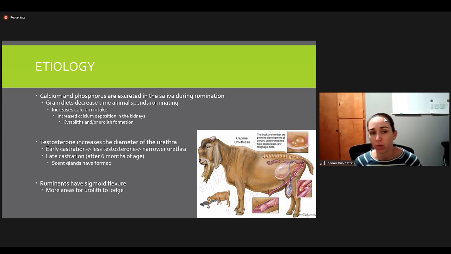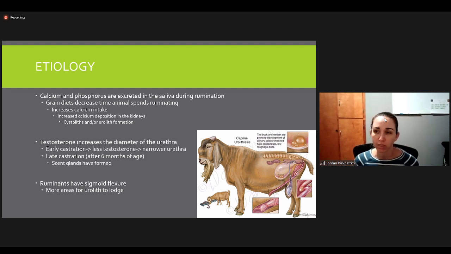Another reason why they're more prone to it is testosterone helps increase the diameter of the urethra. When goats are castrated early, there's less testosterone, so their urethras are narrow, so they can't pass the stones as well.